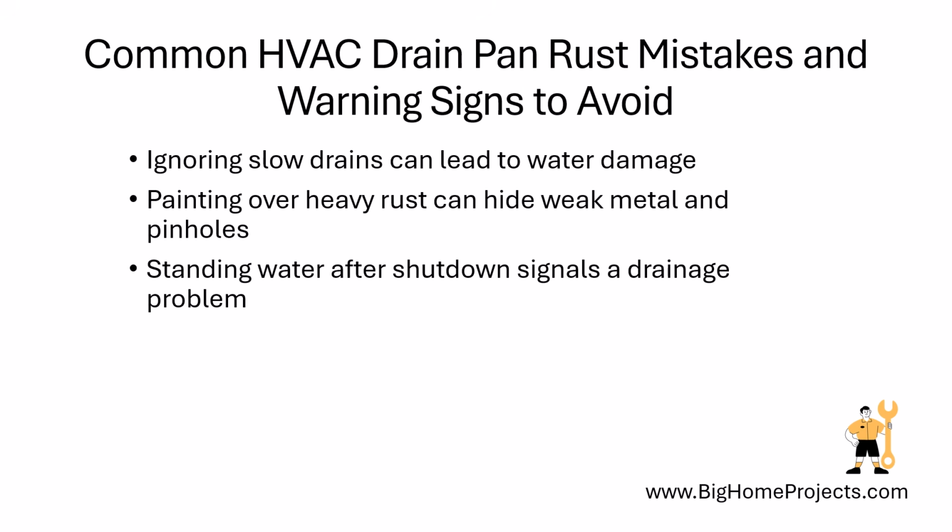One common mistake is treating a slow drain as a small issue, so flush the drain line and inspect the pan before water damage spreads. Another mistake is painting over heavy rust, because the metal may already be weak, so replace any section that feels soft or has pinholes. Some people also assume every pan should hold water, but it should drain nearly completely after the system stops, so standing water is a warning sign that needs attention.